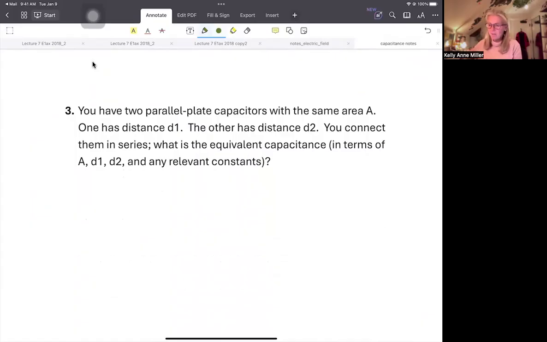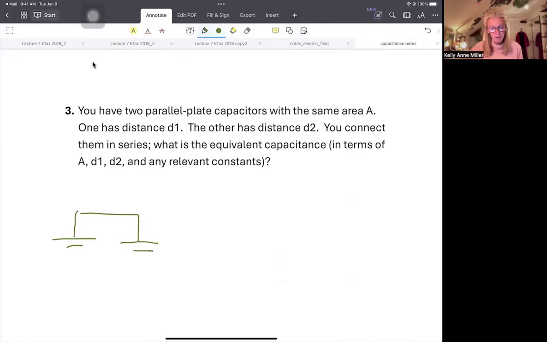So this is another problem to pull everything together with capacitors in series. You've got two parallel plate capacitors with the same area. One has a distance of D1, the other has a distance of D2. You connect them in series. What is the equivalent capacitance in terms of A, D1, D2, and any other relevant constants? Okay, so let's draw it.